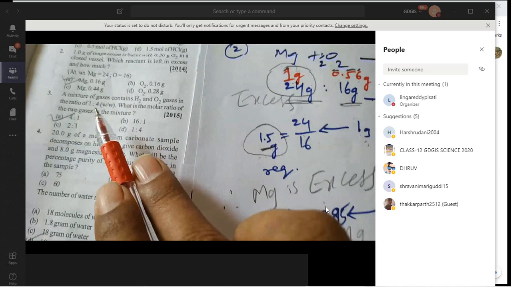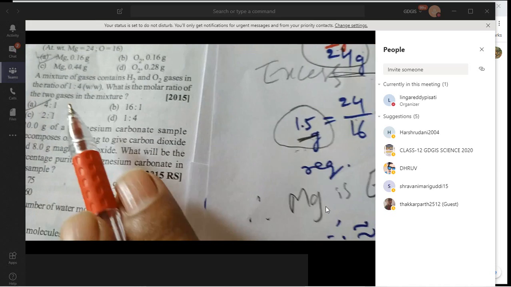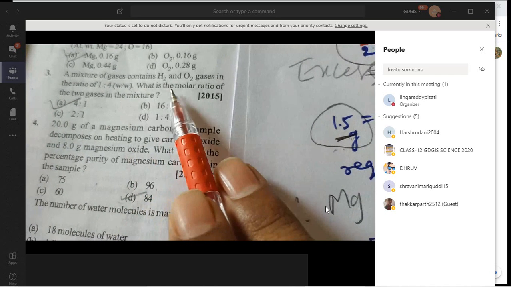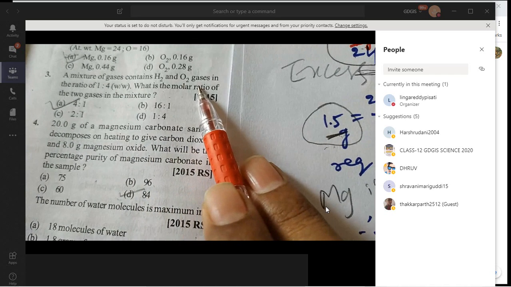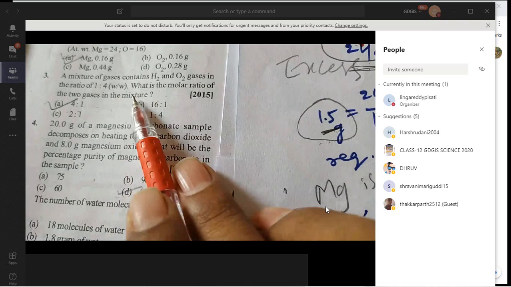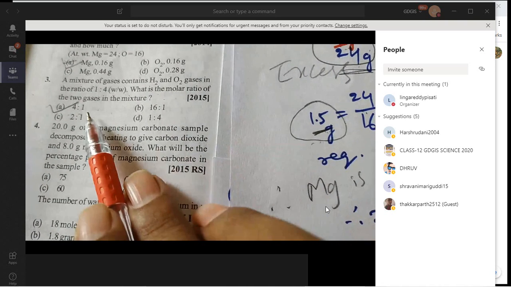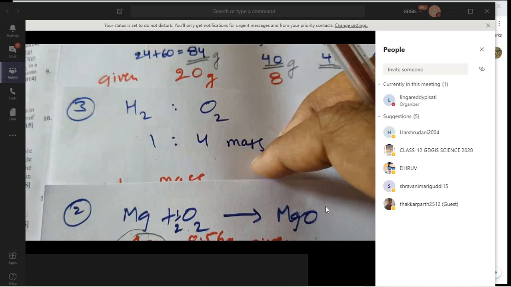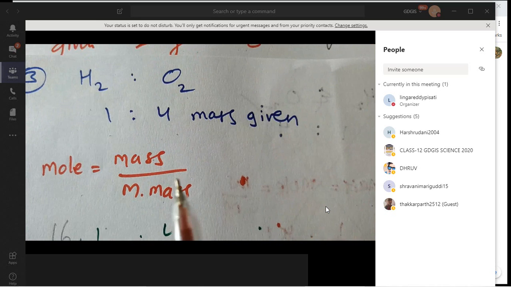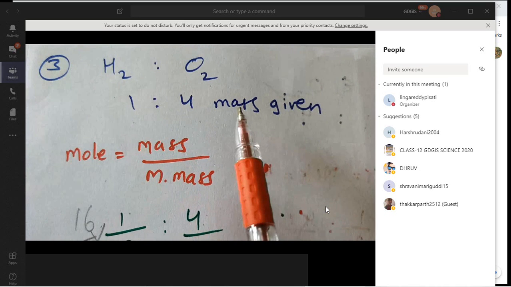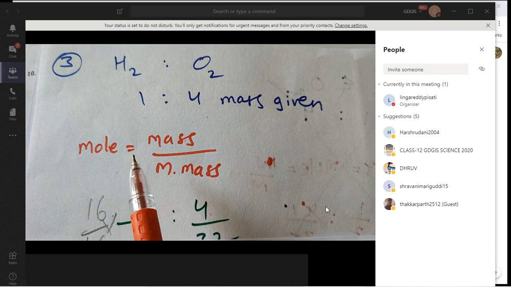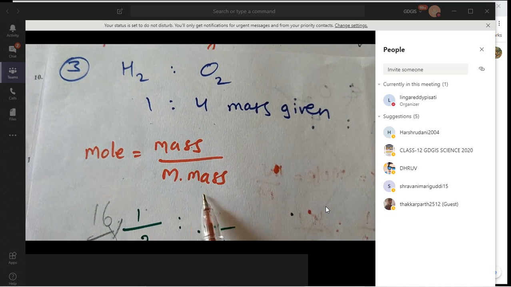Next, a mixture of gases contains hydrogen and oxygen gases in the ratio of 1:4. What is the molar ratio of the two gases in the mixture? Hydrogen and oxygen are in 1:4 mass ratio. Now we have to calculate the moles ratio. Mole equals mass by molar mass.